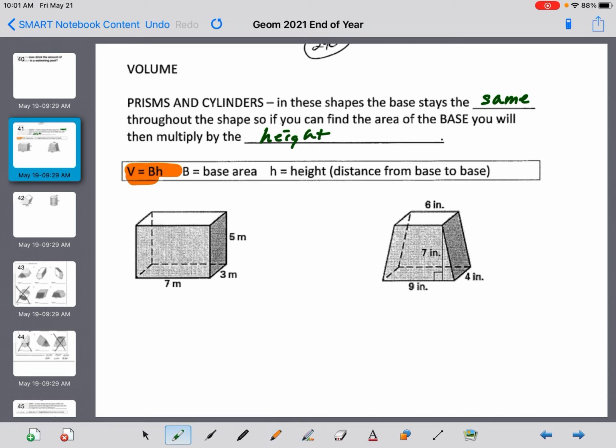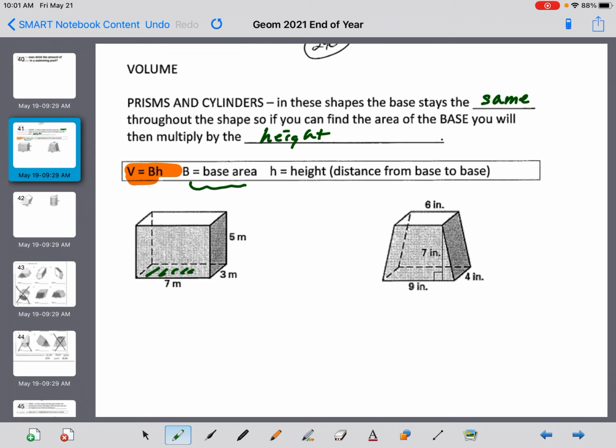So base area is going to be a little bit of work, all right? It depends on what your base is, because your base can change. And then just multiply that by the height. So a little bit shorter than surface area. You know, surface area for prisms is 2 base areas plus perimeter times height. So this one's a little bit less complicated.